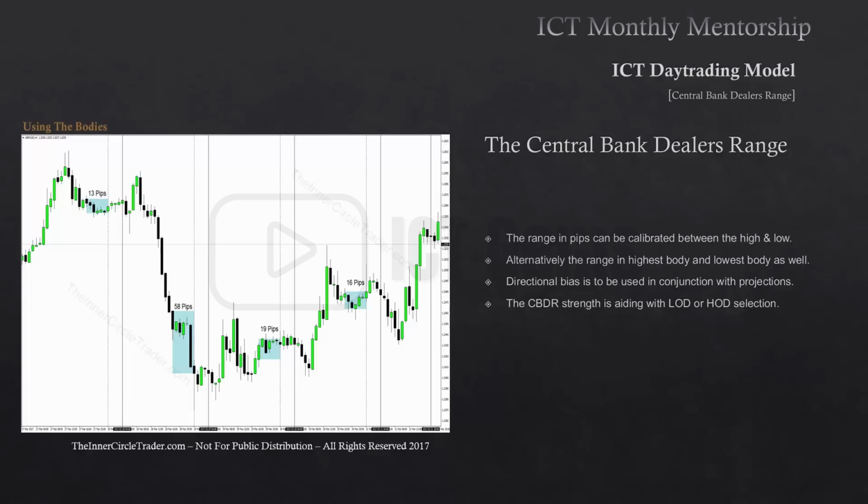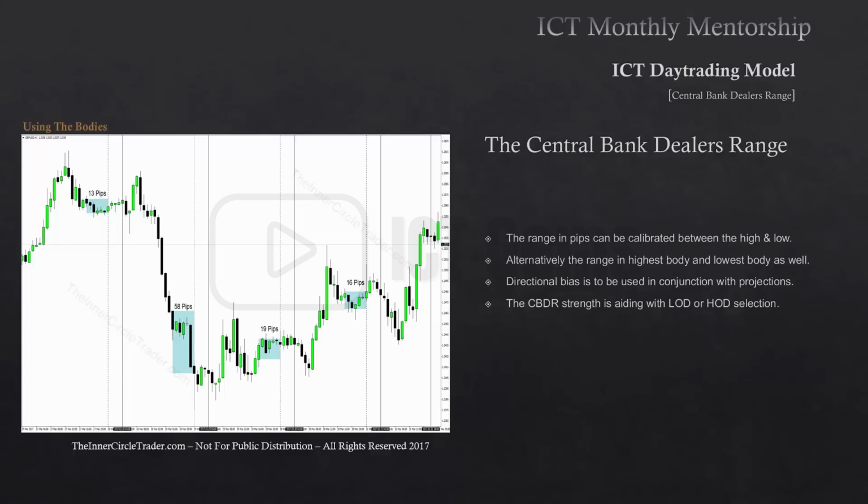That, in my opinion, and there's no real panacea, be-all, end-all answer for this, but my studies over the last 2 decades is if we focus primarily on the bodies of the candles, we're going to get more closer to what smart money's doing in relative terms than if we use just the wicks.